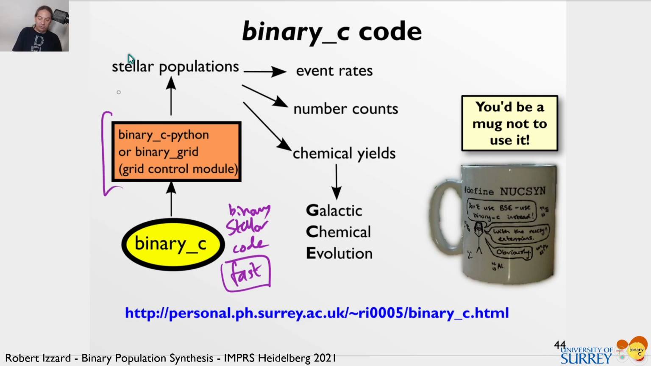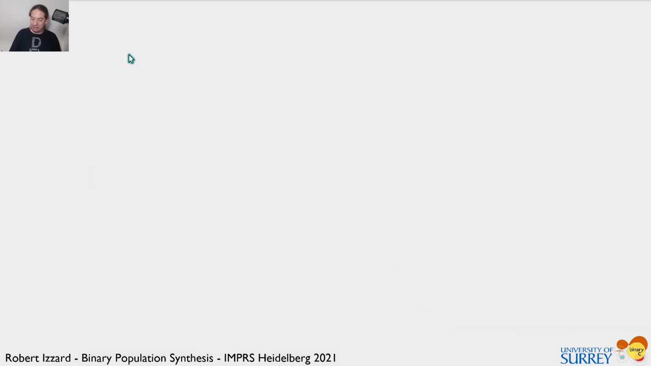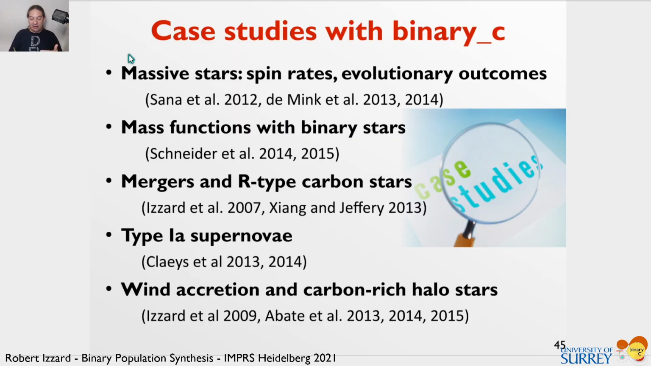And from that, you can compute your populations, all of your rates, number counts, chemical yields if you want. And from that, you can also do galactic chemical evolution. So you can do all of this. You don't have to, of course, it's much easier just to do a few demos, which we're going to do today. There's a lot of case studies.